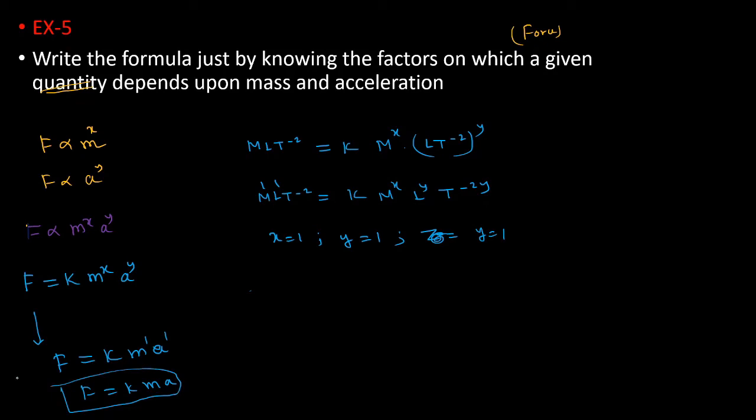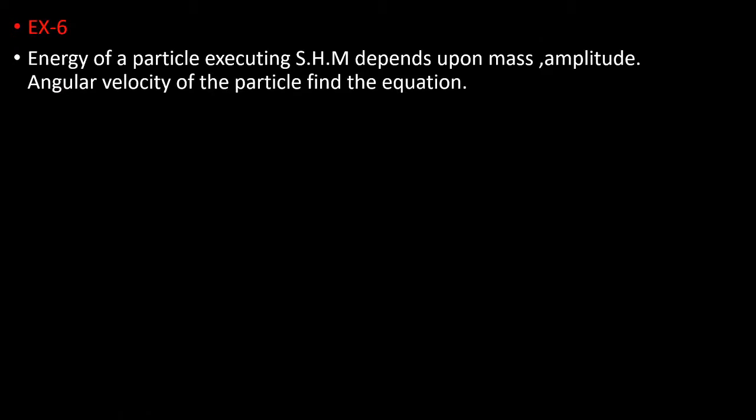I hope it is clear to all of you. Next, the next question is: the energy of a particle executing simple harmonic motion depends upon mass, amplitude, and angular velocity of the particle. Find the equation. Oh my god, we have to do it. How can I do it? I am very scared. How can I solve the question?